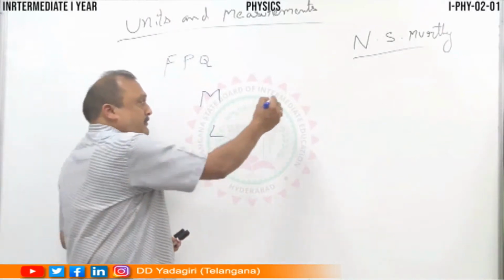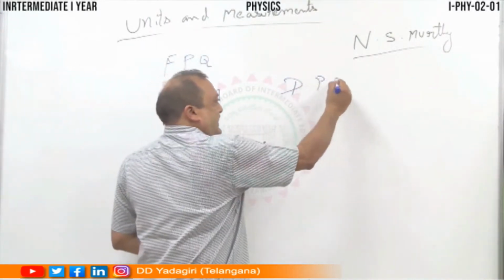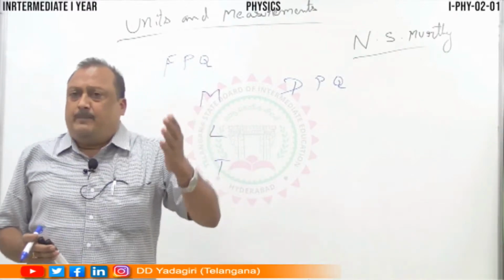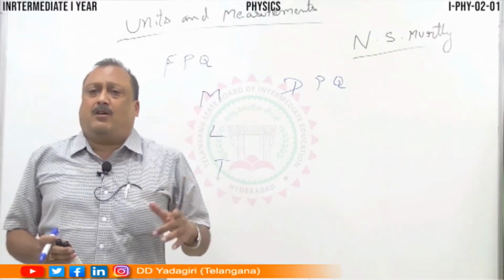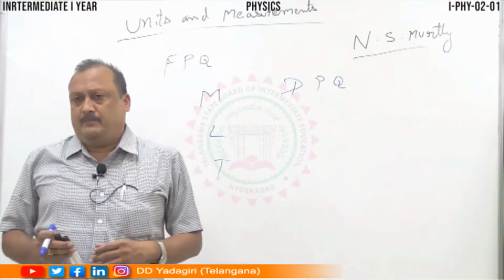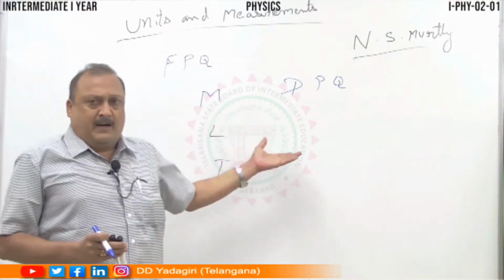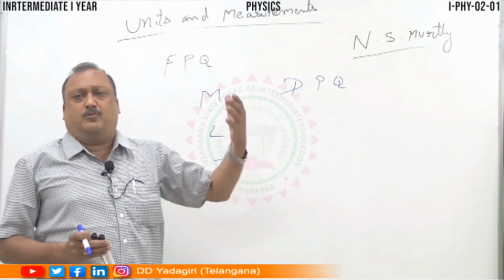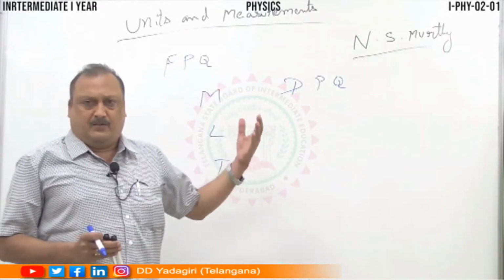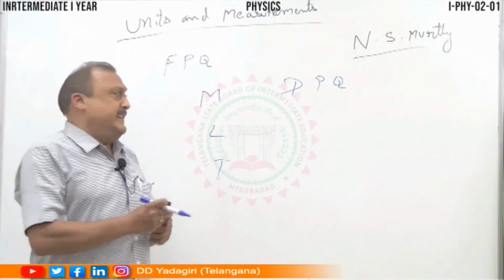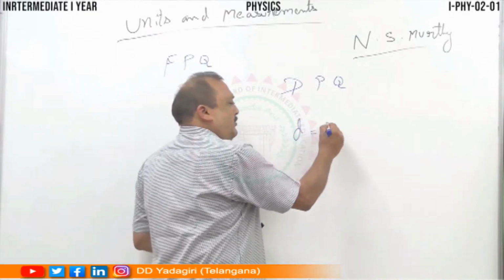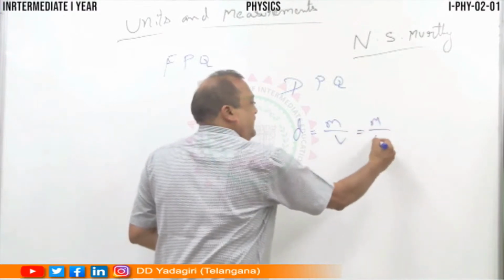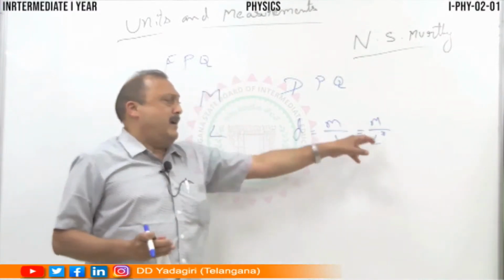After that, derived physical quantities. The physical quantities that depend on fundamental physical quantities are called derived physical quantities. Example, area, that is length square. Volume, length into breadth into height, that is cube of the length. Density, density equal to mass by volume. Volume is length cube, so it depends on mass and length.